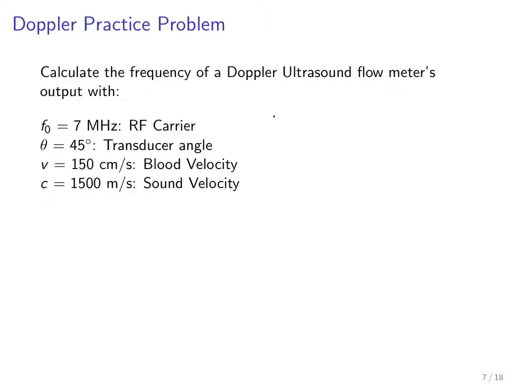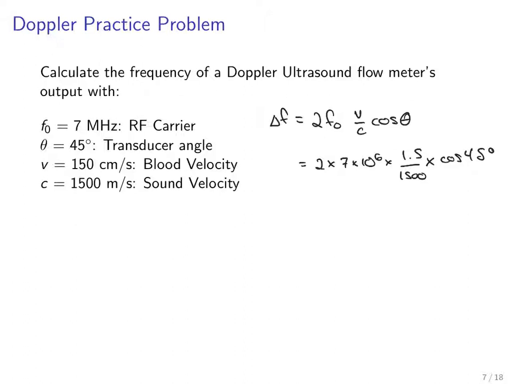So the previous equation tells us that the frequency shift is going to be equal to 2 times the fundamental frequency times V over C times cos theta. So this will be equal to 2 times 7 times 10 to the 6th times 1.5 divided by 1500 times cos of 45 degrees. That simplifies down to 2 times 7 times 10 to the third divided by root 2, which is approximately 10 kilohertz. So this is, again, in the audio range.